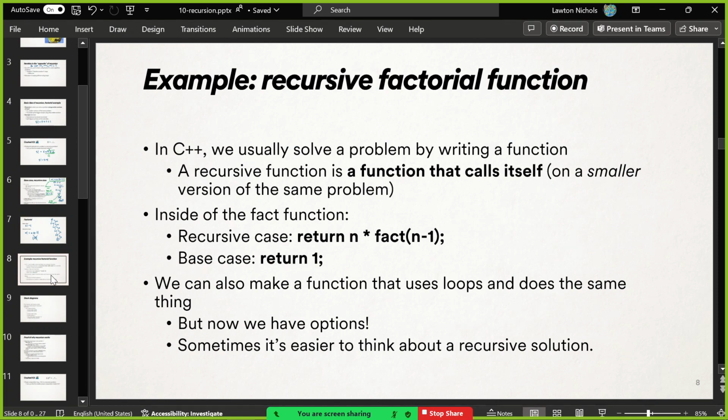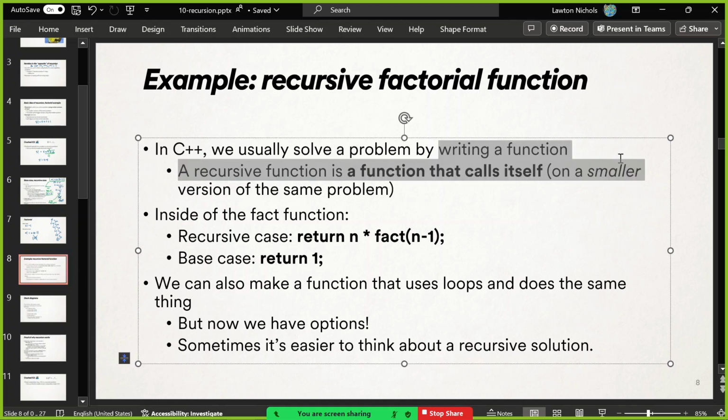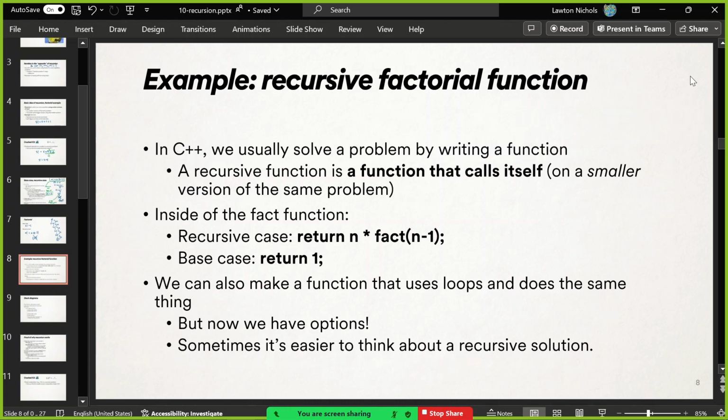So, okay. When we write code, we usually are solving problems by writing a function to give us back the solution, right? So we're going to write a factorial function. That's going to be the start of it. It's going to be called fact or something. It'll take the n that we want to calculate the factorial of. It'll return an int because factorials give back integers, right? And then we have a body.